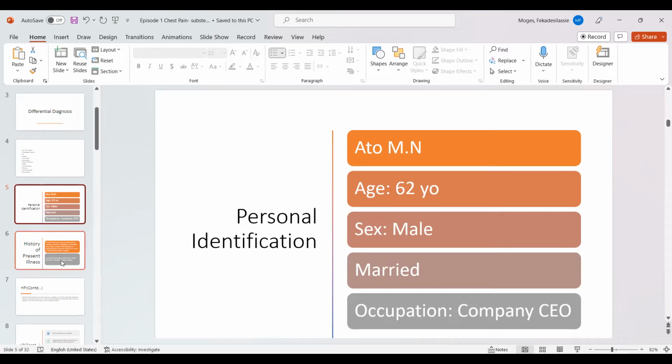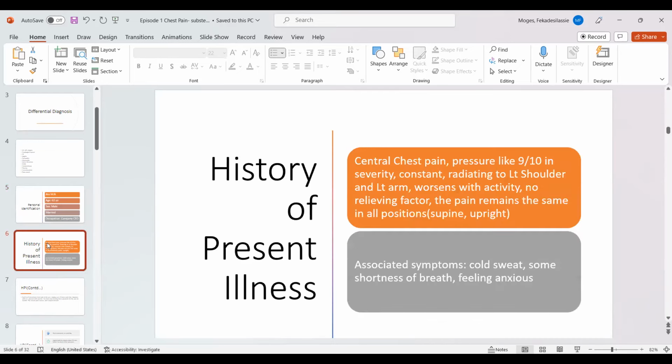Because especially with the patient's complaint, sudden onset substernal chest pain, only 20 minutes duration, the occupation is very important. So in the personal identification, the age of the patient, the sex of the patient, and the occupation, especially if it's related with high stress, then that's relevant. Okay. Ask me questions now.